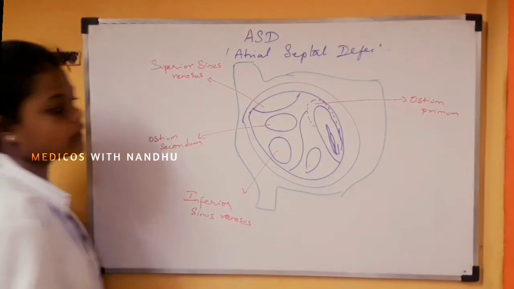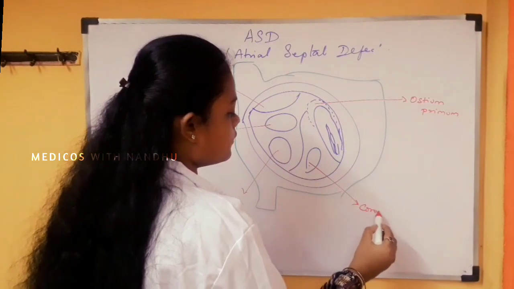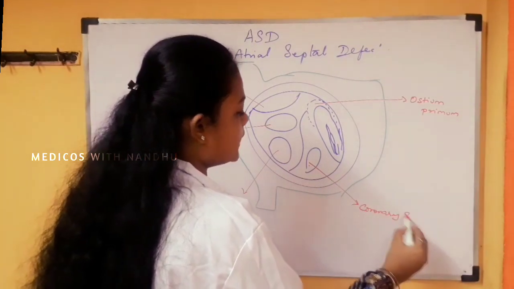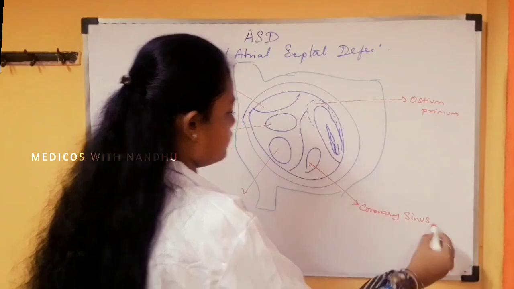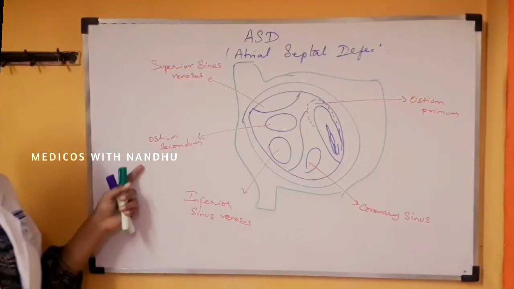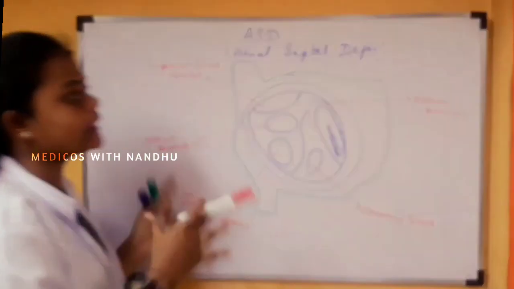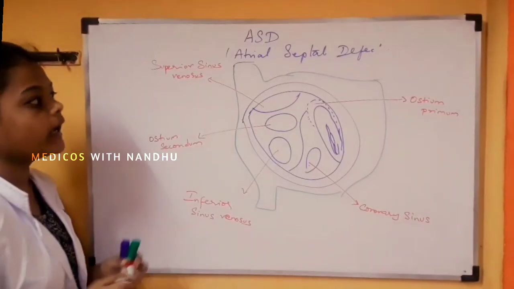And the last type was coronary sinus defect. Okay, so ostium primum, ostium secundum, sinus venosus and coronary sinus. These are the types of ASD.